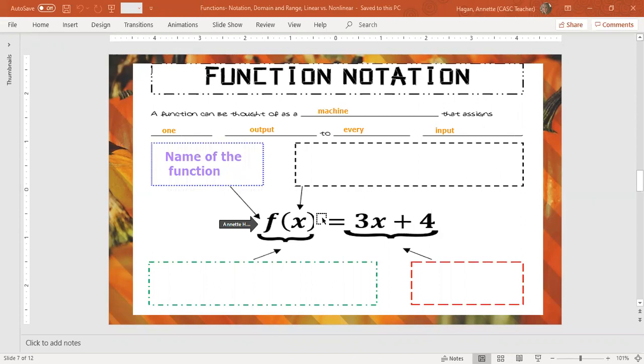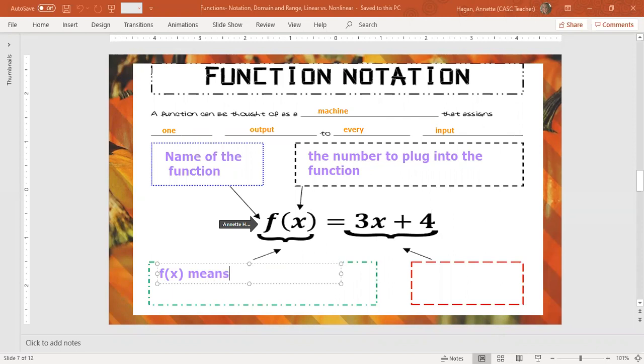All right, the name of the function. x: whatever we see for x, this is the number to plug into the function. Okay, that's what x is. All right, f of x means the output of the function f when the input is x.